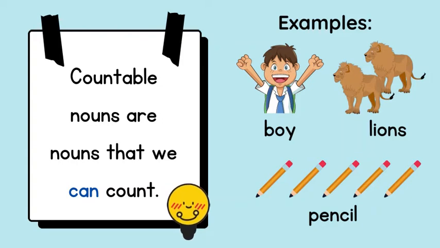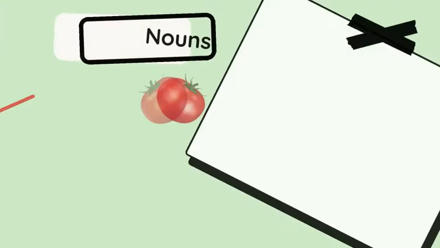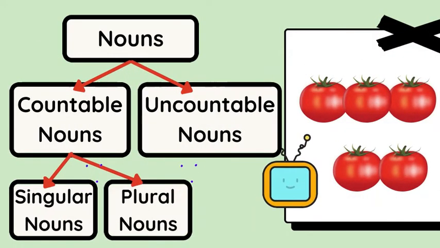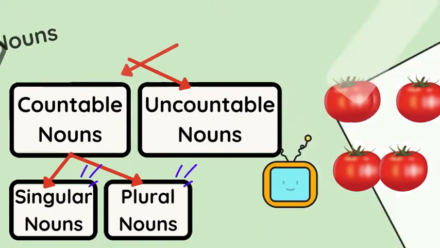How about the lions? How many lions are there? One, two. Two lions. How about the pencils? Let's count together. One, two, three, four, five. Five pencils. These are all things that we can count, so we say they are countable nouns. Countable nouns are also divided into two, singular nouns and plural nouns.